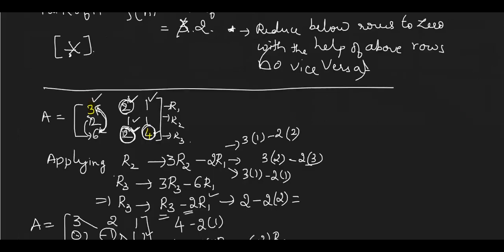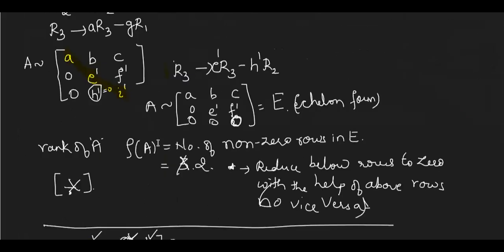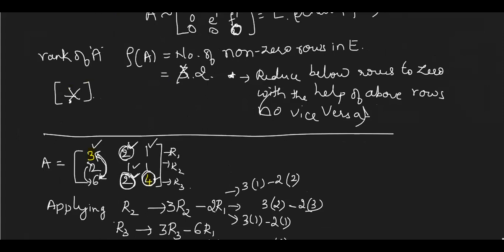There was some, yeah, 3, 2, 1. Here it is 1, 1, minus 1. Yeah, let me write it.